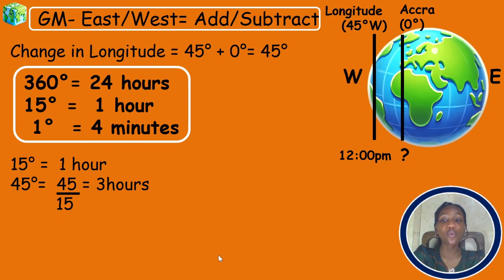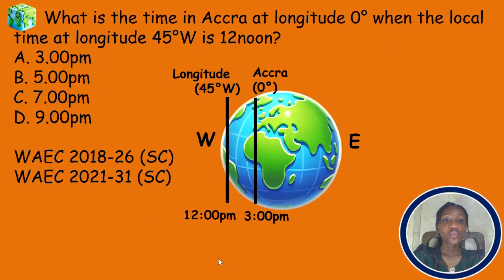So if I draw an arrow from Accra to longitude 45 degrees, it would point to the east. Remember that if someone goes to the east, they gain a day, which is addition. So to get our final answer, all we need to do is add our longitude difference. That is the time 45 degrees converted to 3 hours to the 12 p.m. that we have. Now imagine the face of our analog clock. From 12 p.m. we move 3 spaces forward, and that gives us 3 p.m. So the answer is option A.